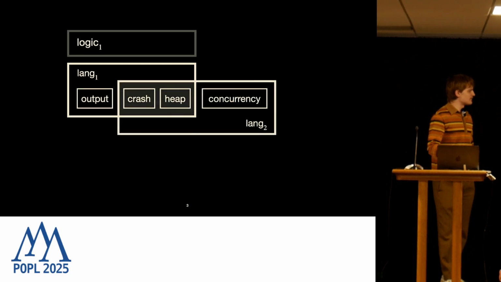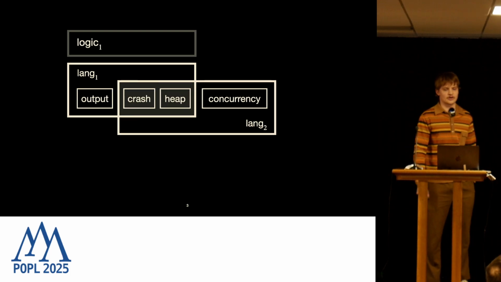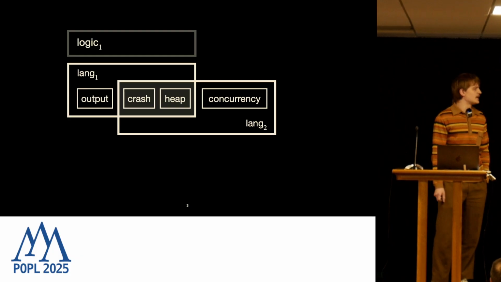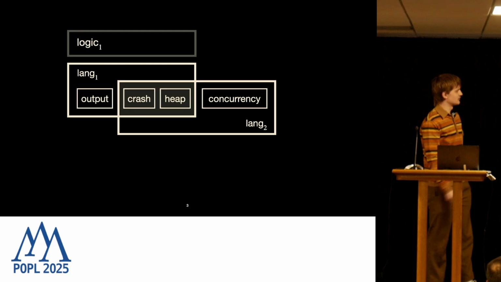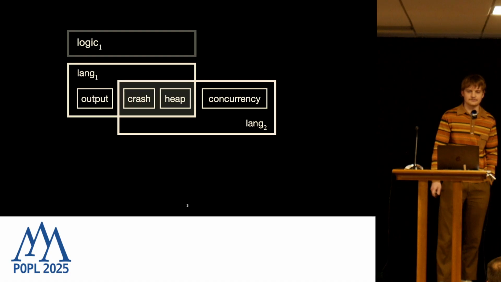Now, sometime later, this researcher might be interested in a new programming language. Perhaps they devise a new programming language called language 2. This programming language might have another set of effects. Maybe it has crash effect, maybe it has heap effect again, but maybe it also has concurrency.